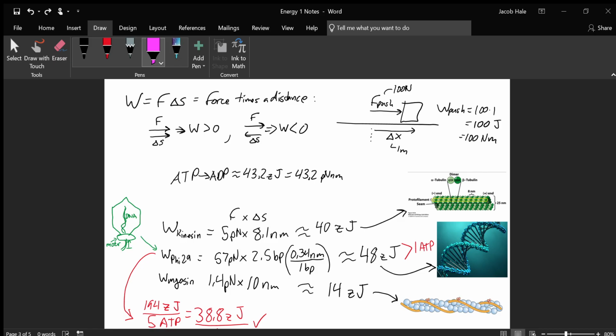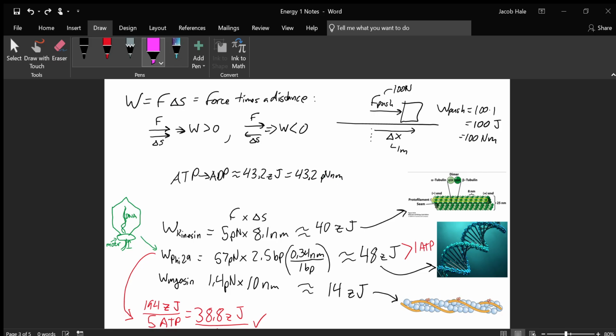Okay, so let's go back now. We introduced last time that when ATP gets turned into ADP, we can get about 43.2 zeptojoules out of it. And we mentioned that a zeptojoule is the same thing as a piconewton nanometer. Here we can see a little better why that's the case, because a piconewton is the size of the force and a nanometer is the distance traveled. And that's how work is defined: force times the distance.